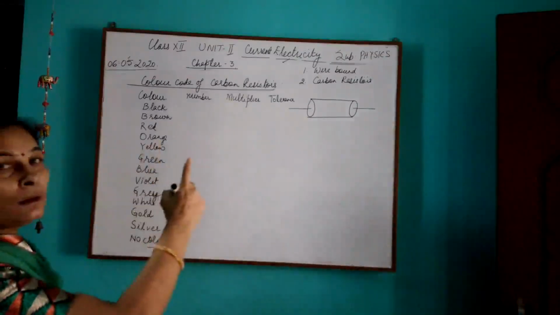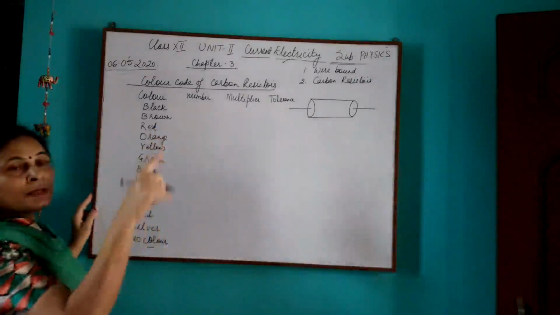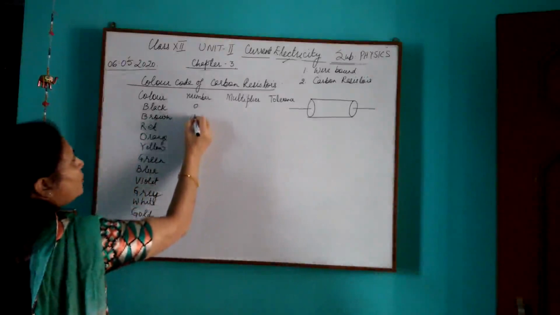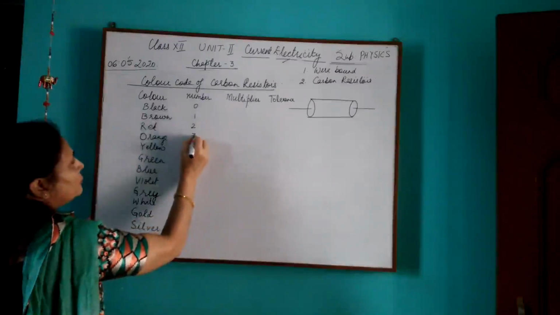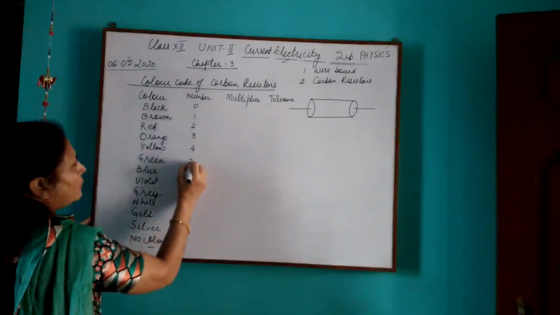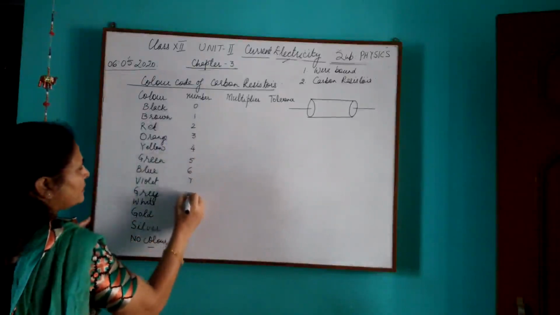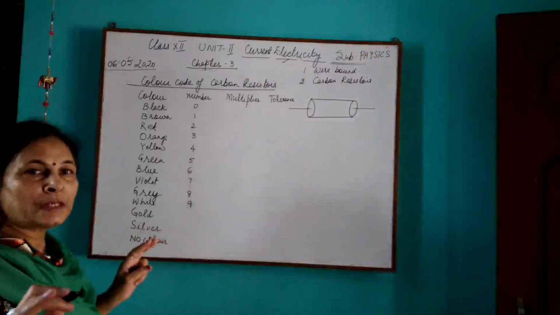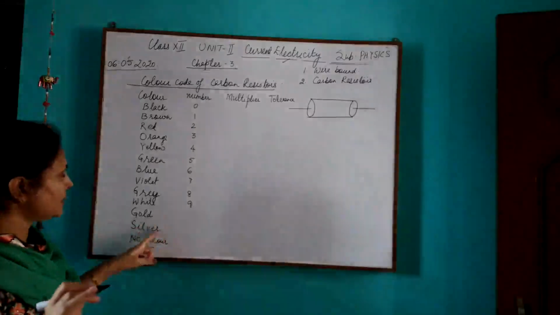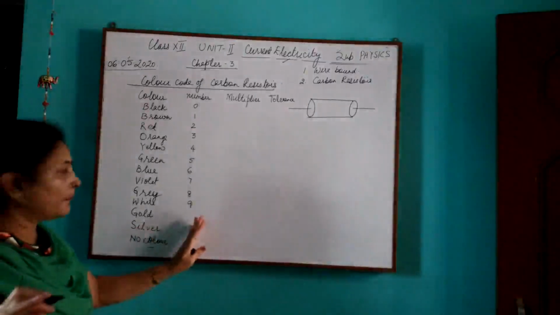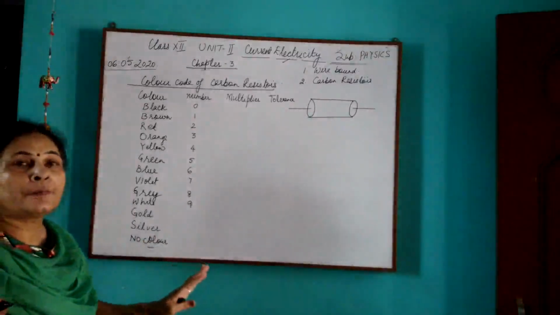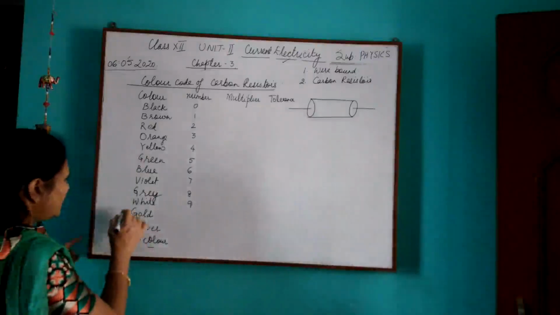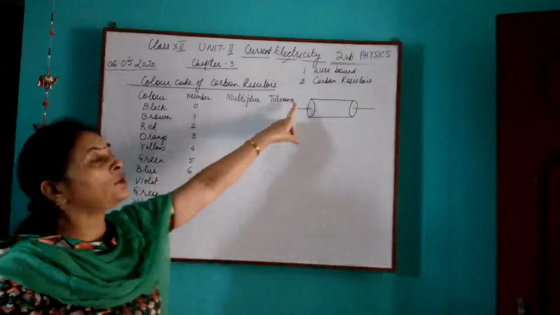Now come to the number. Numbers are starting from 0. So we'll start from 0: 0, 1, 2, 3, 4, 5, 6, 7, 8, 9. All the numbers are now completed. Gold, silver and no color we leave here. These colors will not represent any digits in the first and the second column. These three are going to represent only the tolerance limit.